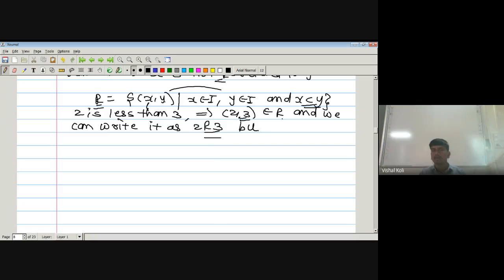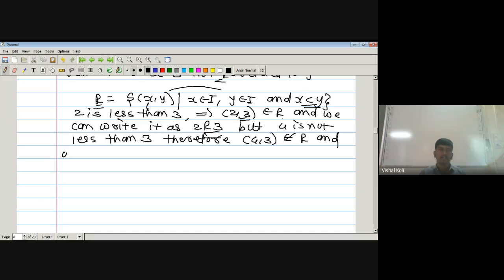But 4 is not less than 3, therefore the ordered pair (4, 3) does not belong to R, and we can write it as 4 is not R related to 3. 4 is not R related to 3 means the pair is not in the relation R.